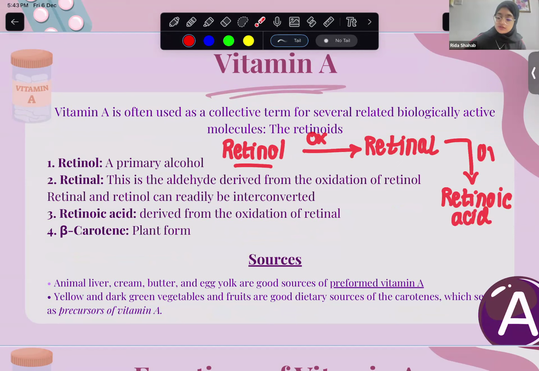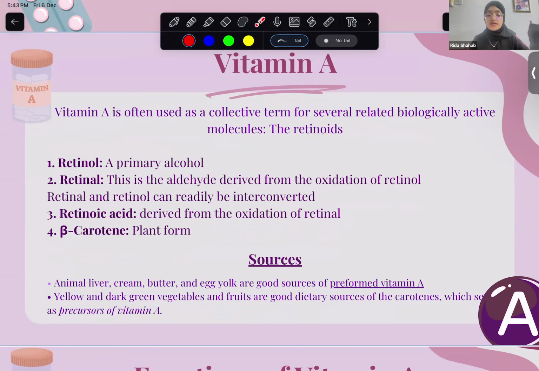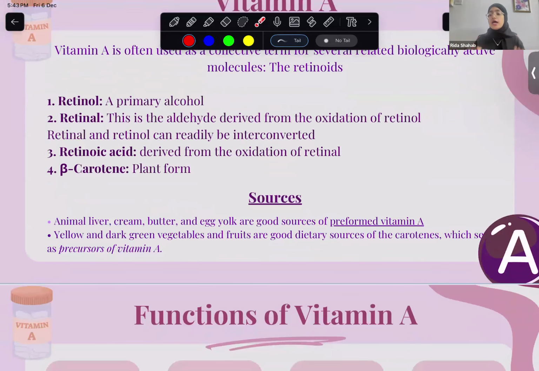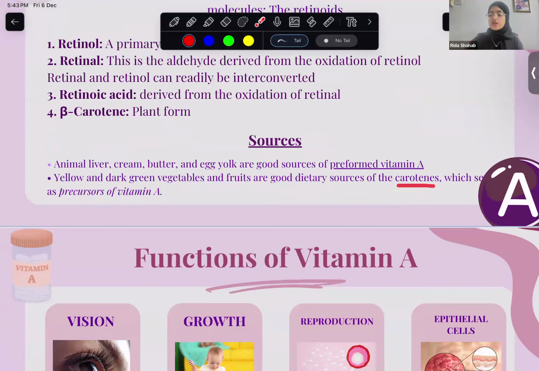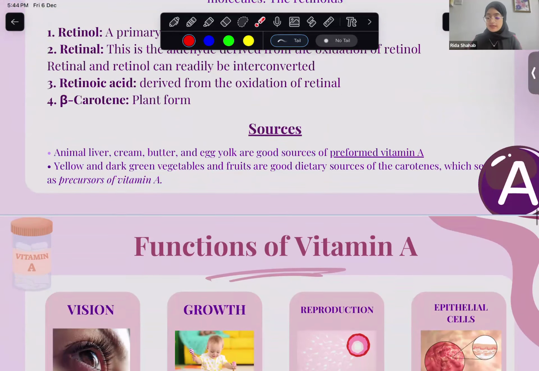So that's how it works. Retinol, you oxidize it, you get retinal. You oxidize retinal, you get retinoic acid. And you can also convert retinal back to retinol by a reduction reaction, okay? And beta carotene is just a plant form of vitamin A. The sources of vitamin A are animal liver, cream, butter, egg yolk, and yellow and dark green vegetables. Fruits are good dietary sources of the carotenes, which are basically precursors of vitamin A.